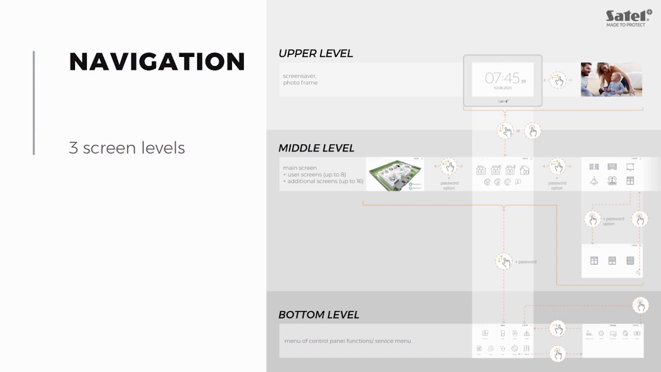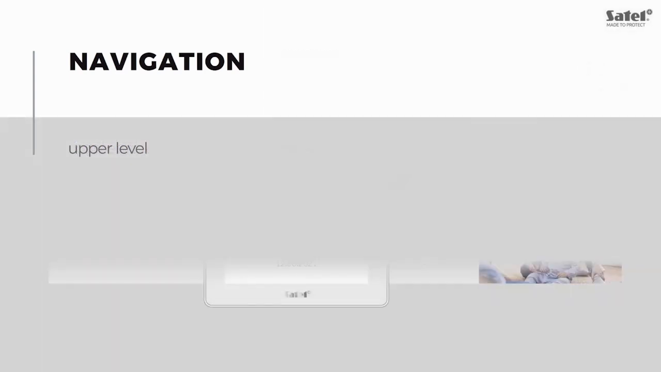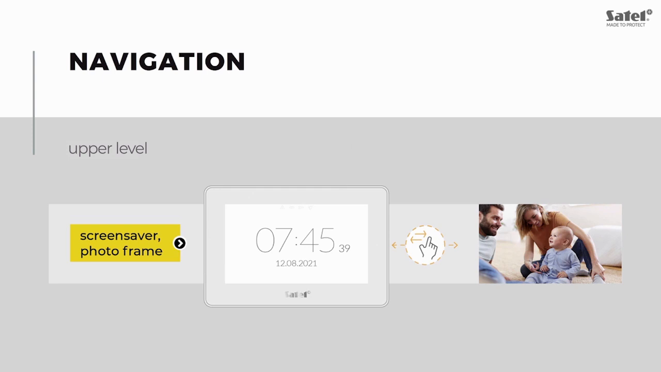details, so your client can quickly give you a call when in need. The middle level can consist of up to 24 screens, giving users access to all the system functions. The lower level features the control panel setting menu and the service menu. Alright, let's start with the upper level.